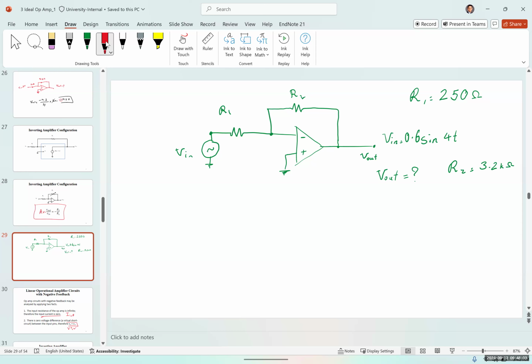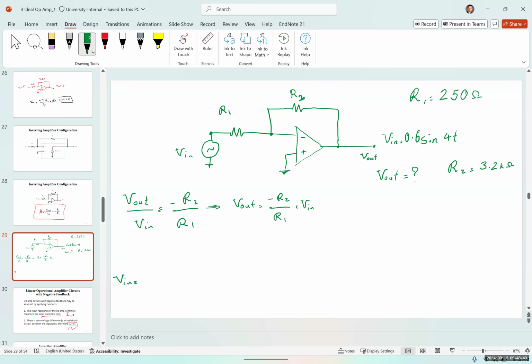Okay. So first question, what type of amplifier is this? Is it a non-inverting or an inverting amplifier? Inverting amplifier. So for an inverting amplifier, V out over Vin is equal to negative R2 over R1. In other words, if you want to find V out, it would be equal to negative R2 over R1 times Vin. Am I correct? Okay.